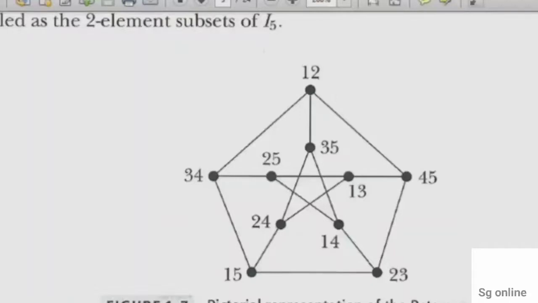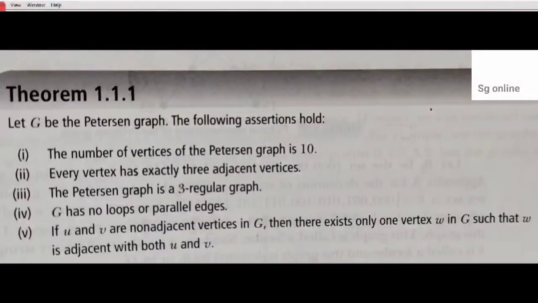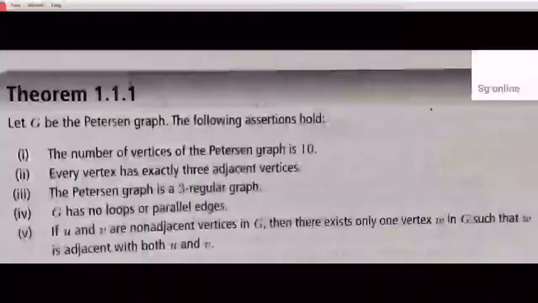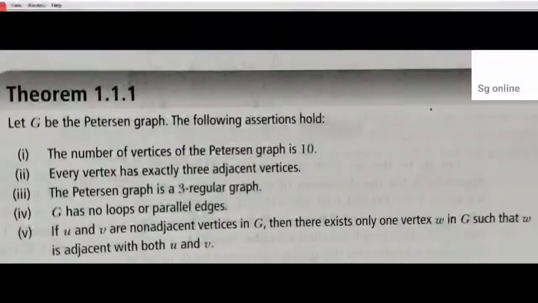Some are listed here. These are easy to understand. You see the result, Theorem 1.1.1: the number of vertices is 10. That is obvious because I am taking 2-element subsets from the 5-element set, so 5 choose 2 is 10. Every vertex has exactly 3 adjacent vertices, that I have just explained. And by definition, it becomes a 3-regular graph.